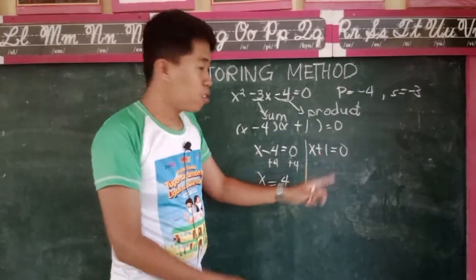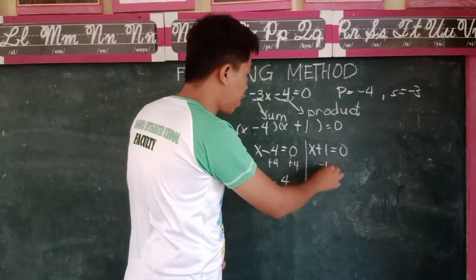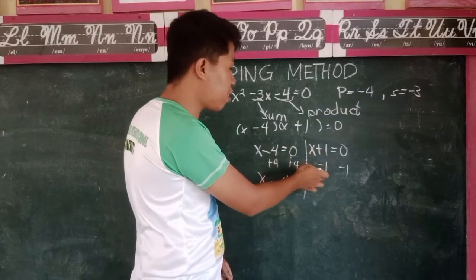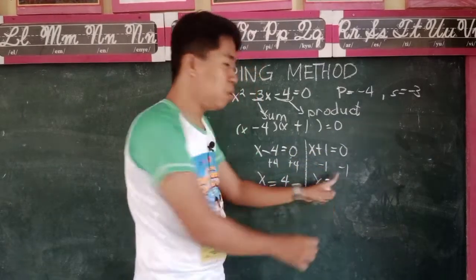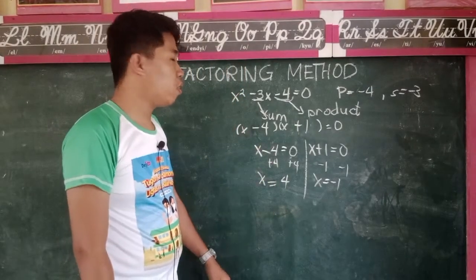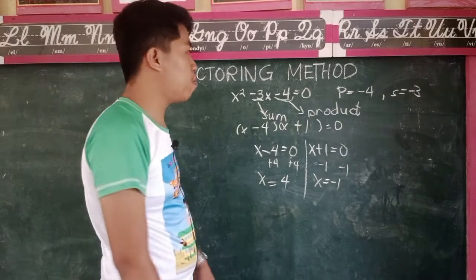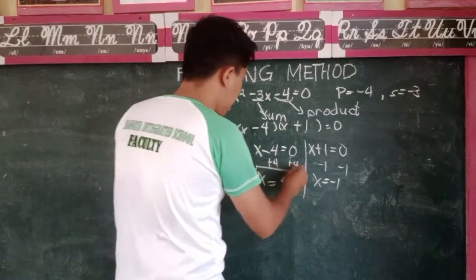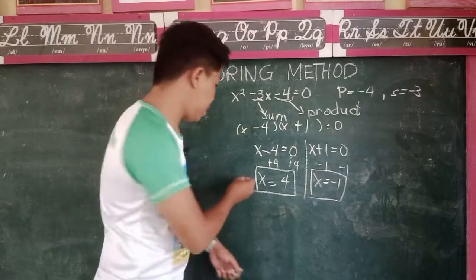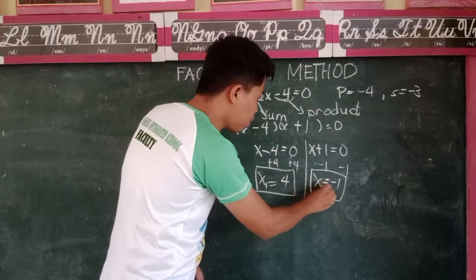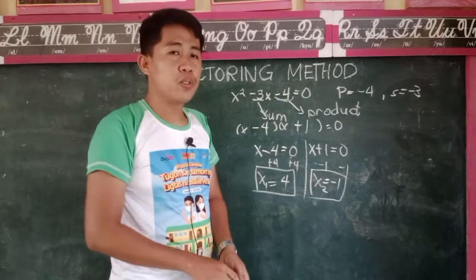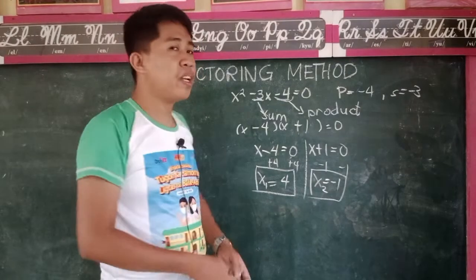Same with this. So let's add -1. So that makes x plus 1 minus 1, that's x is equal to -1. So these are the roots of the given quadratic equation x squared minus 3x minus 4 is equal to 0. Okay, so this is the x sub 1 and this is the x sub 2, or vice versa. You can have this as x sub 2 and x sub 1. So that's all for the factoring method.